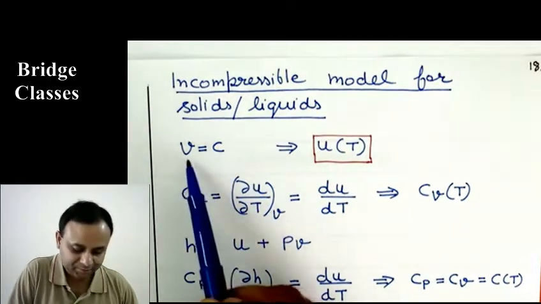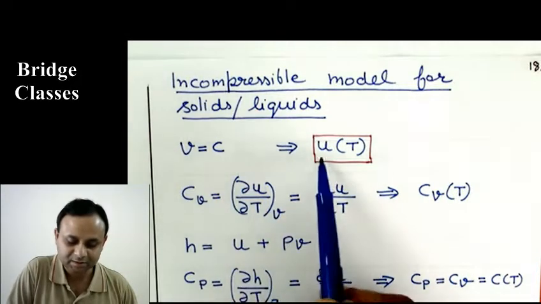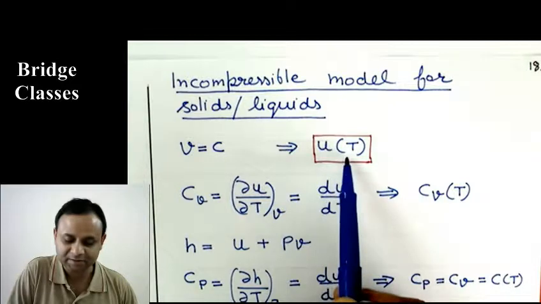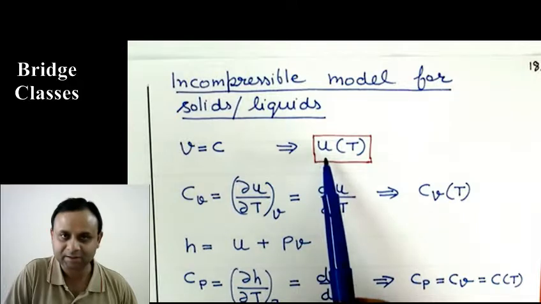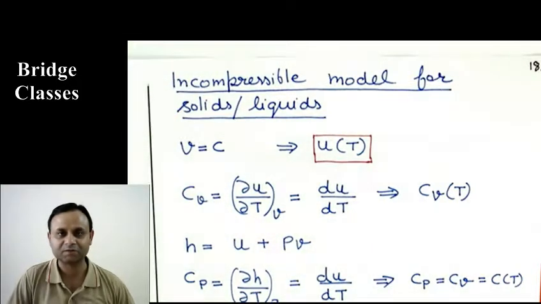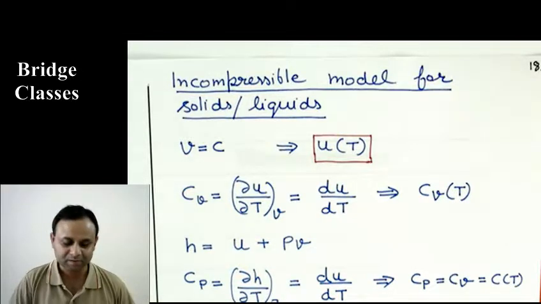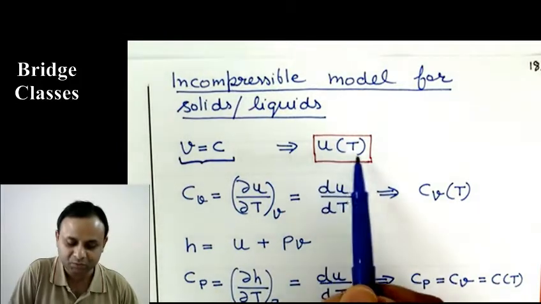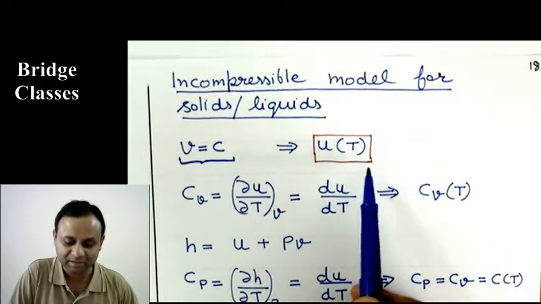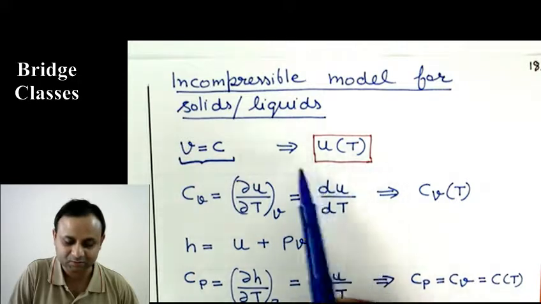It turns out that if the volume of a substance is constant, it does not change, then internal energy is a function of temperature only. In general, you will write internal energy as a function of two variables, like a function of temperature and volume, or a function of, say, temperature and pressure. But for an incompressible substance for which volume is constant, we get U is a function of temperature only. And the derivation of this, the mathematical thing, we'll see that later on. We need thermodynamic property relations to show this.